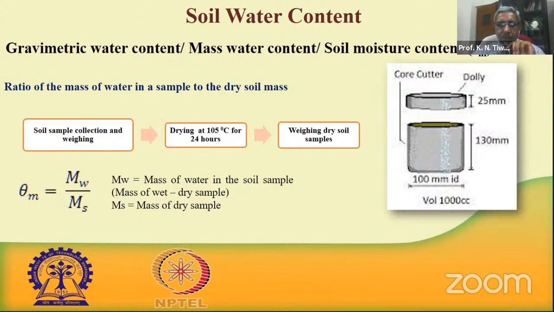Now when we want to express soil moisture content on volumetric basis, what we do is use the gravimetric moisture content multiplied by the bulk density of the soil, considering the density of water as 1. So we will get the water content on the volumetric basis.